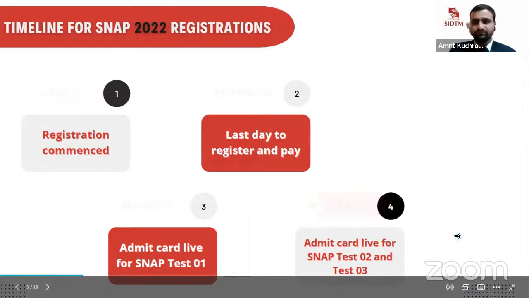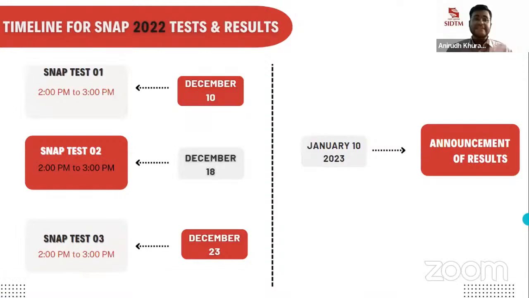All right, perfect. So the first SNAP examination is going to happen on the 10th of December from 2 to 3 p.m. Please note the timing would be the same for all of the examinations. Then we have the second test, which will be happening on the 18th of December, and the third test on the 23rd of December. All of the examinations end before Christmas, and the result would be on 10th of January. But please note that the result date might change, but as of now, 10th of January is the result date.